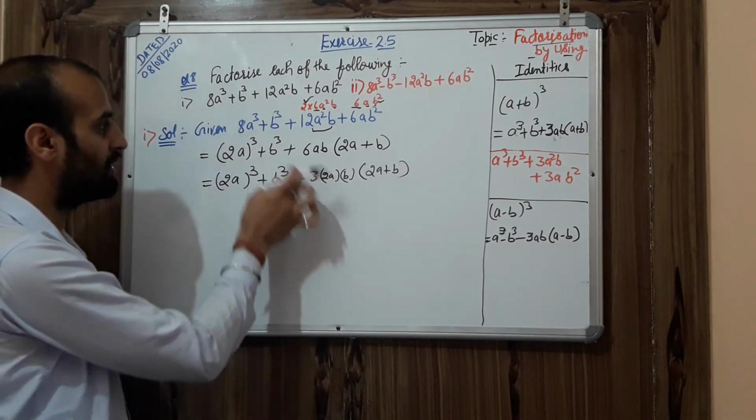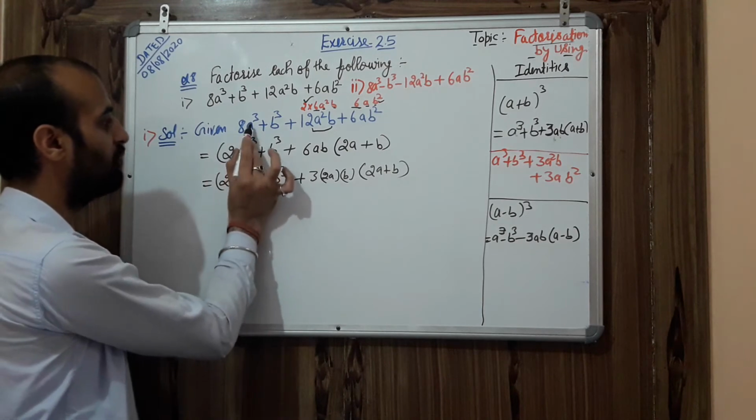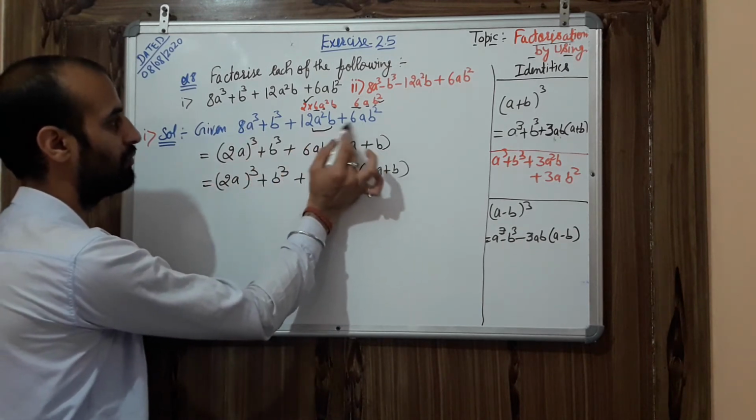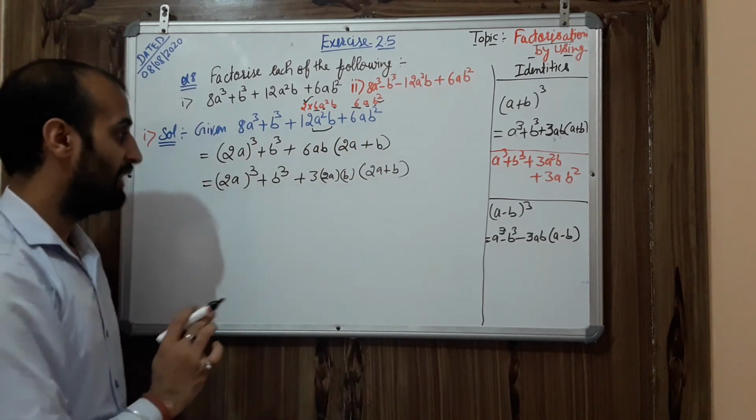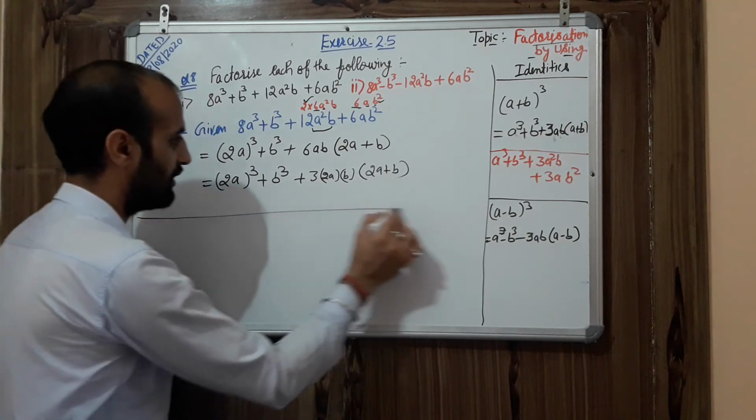So see how I did it. First write the question as such. Then try to make cubes and try to take common factors from these two. This is the one way. So in this way you can find the right answer.